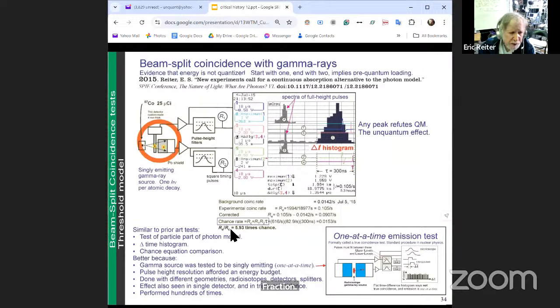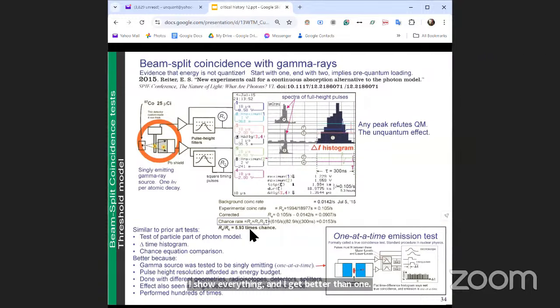And the other tests previously see that this fraction is 1, which is what quantum mechanics predicts. I do it with gamma rays. I show everything and I get better than 1. You get 6 times. Yeah, 6 times. That's it.